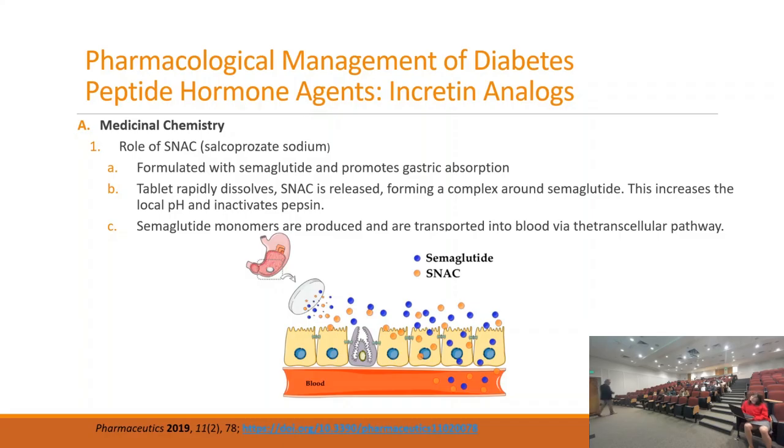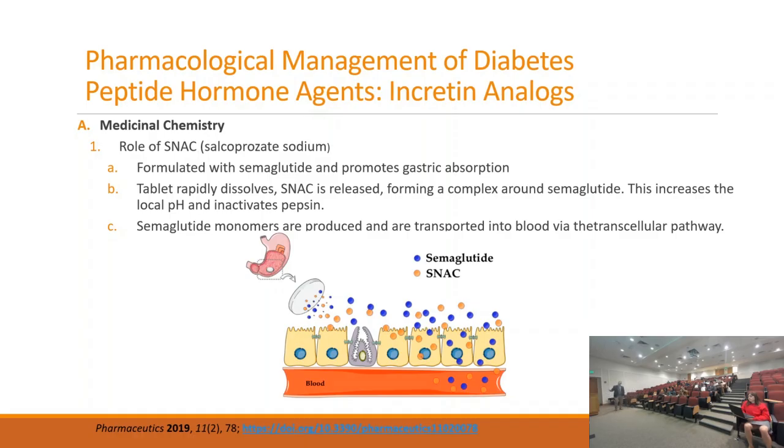What happens here is that the SNAC molecules form a protective complex around semaglutide and prevent it from being denatured by the low pH of the stomach, or by enzymatic degradation by pepsin. So that molecule forms a protective layer or barrier around the drug molecule and protects it until it can get into the intestinal tract and get absorbed. A very interesting drug formulation to help create an oral drug formulation that's super important here.